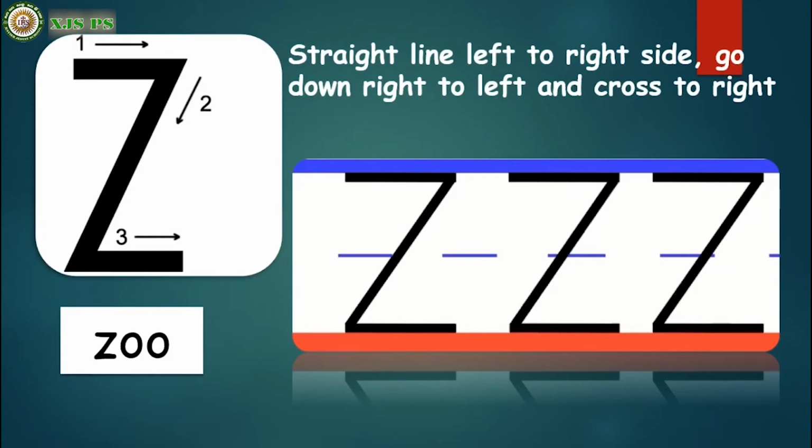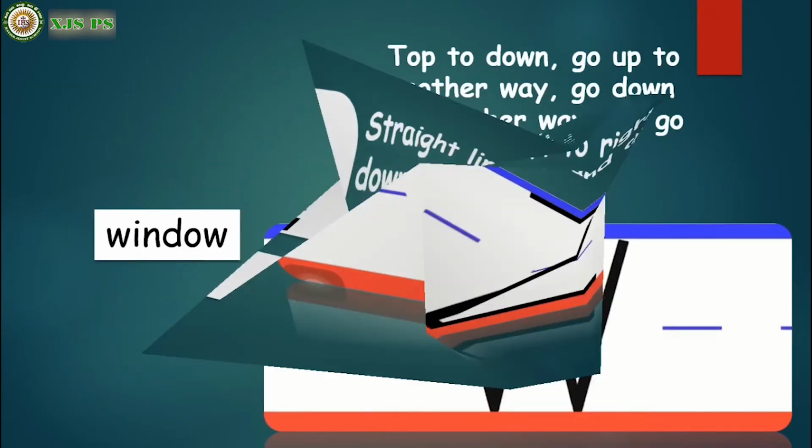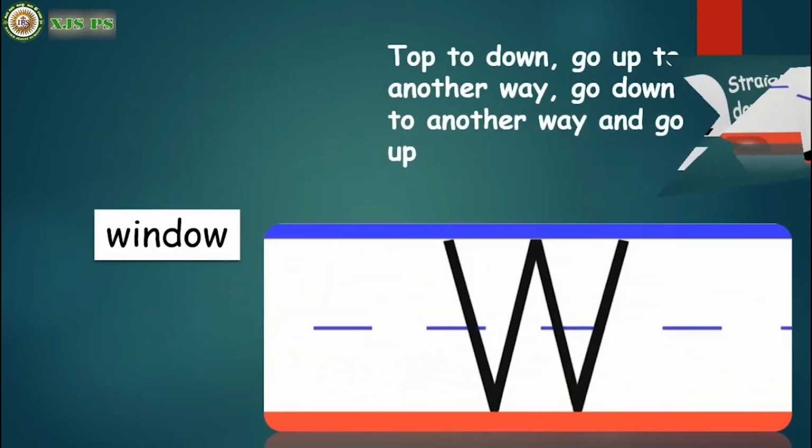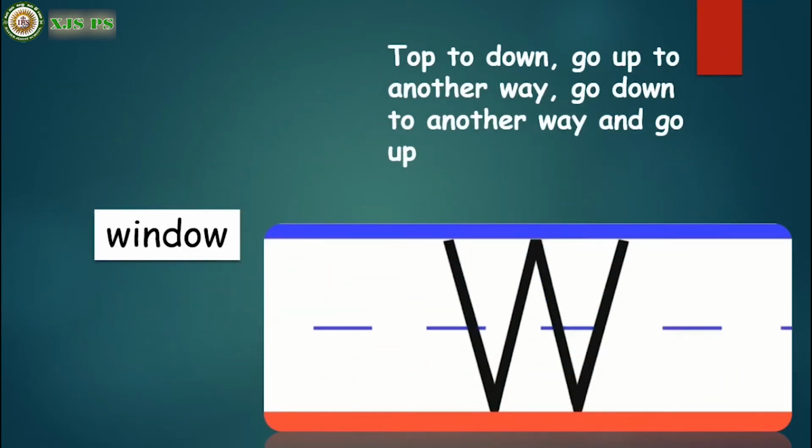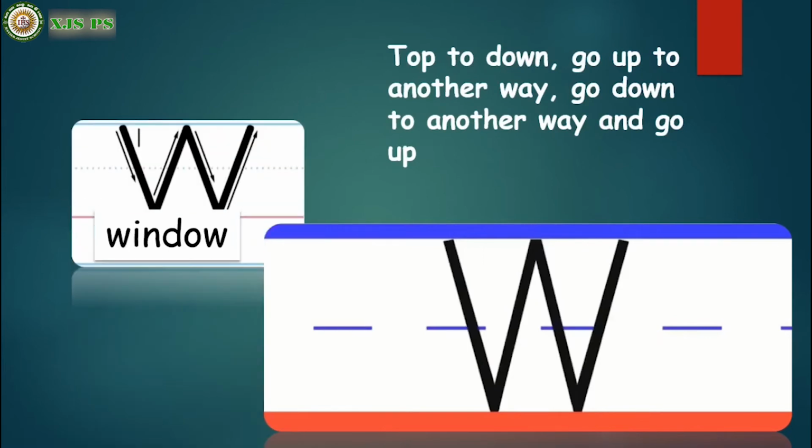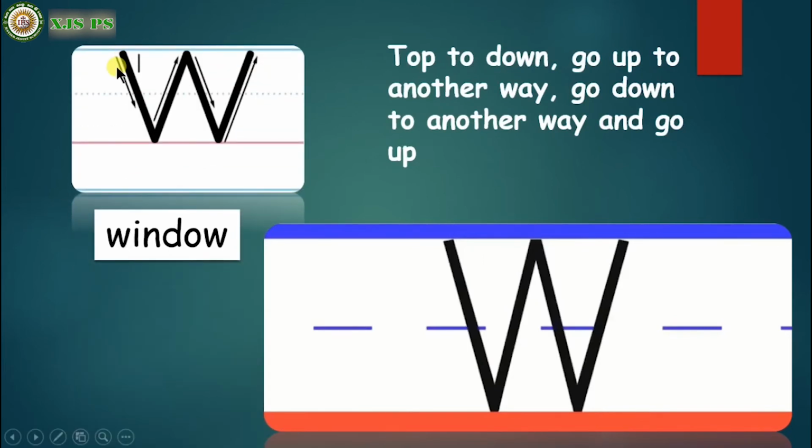The last letter, what letter is it, everyone? Can you guess? Okay, let's see. Yeah, what letter is it, everyone? Very good. This is letter W. Okay, let's see the way we write. Okay, can you count how many steps?